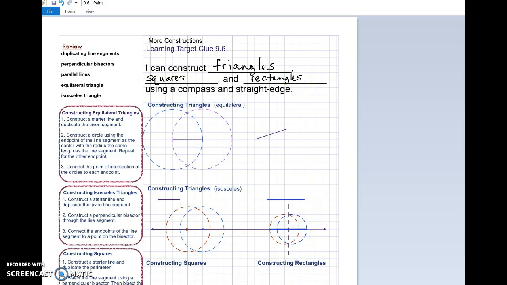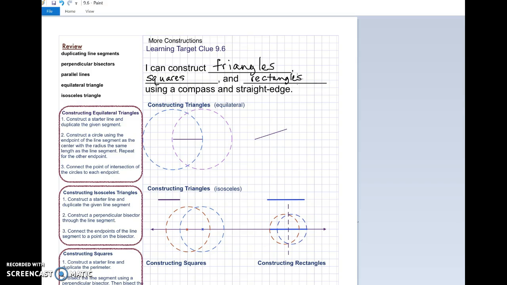So, in our last lesson, we learned some basic constructions. We learned how to duplicate line segments, how to duplicate angles, how to create a perpendicular bisector. And now we're going to take that information that we've learned, and we are going to use the same tools, a compass and a straight edge, to create some figures, some triangles, some squares, some rectangles.